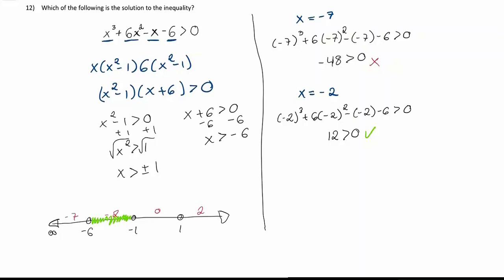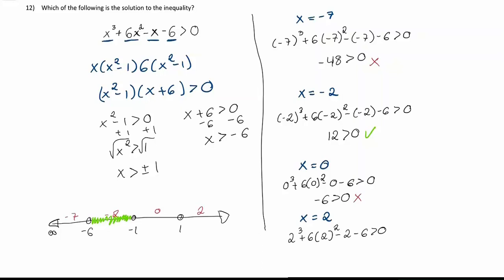Now let's try x equals 0. So if we plug back 0 into our inequality, we can see that the result will be negative 6 bigger than 0, which is false. So the interval negative 1 to 1 is not part of a solution. Now let's try our last point, x equals 2. Plugging back 2 into our inequality will be 24 bigger than 0, which is true. So the interval 1 to infinity is part of a solution.